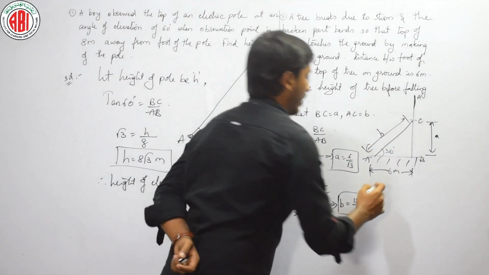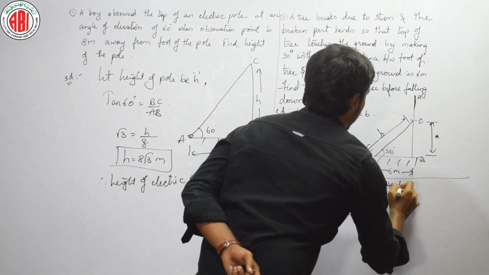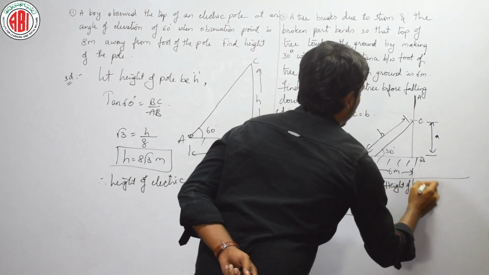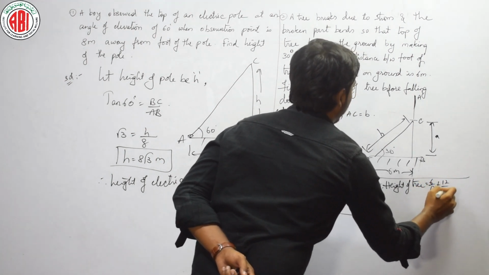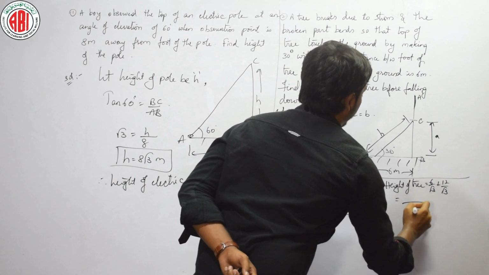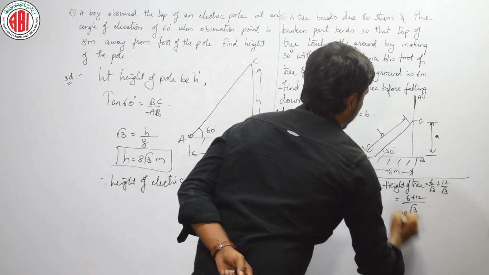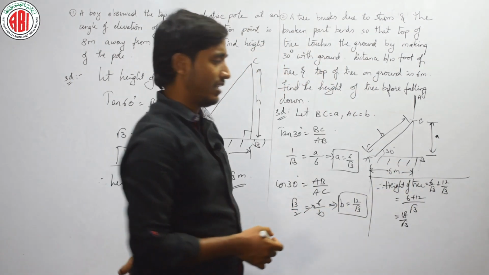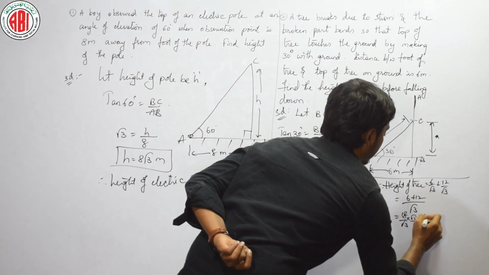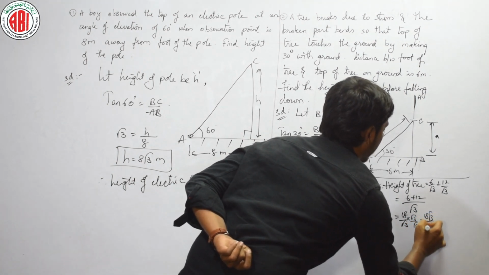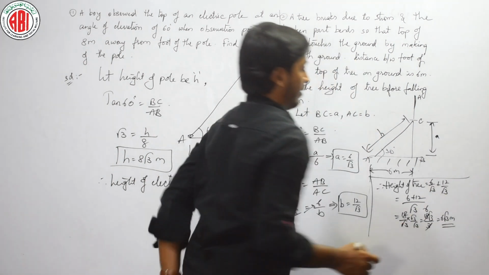Total height of a tree is, therefore, height of tree is equal to 6 by root 3 plus 12 by root 3. If LCM is root 3, I will get 6 plus 12, it is 18 by root 3. We can even rationalize it. If we rationalize, this will become root 3 by root 3, that is equal to 18 root 3 by 3, 3 sixes are 18, that becomes 6 root 3 meters.